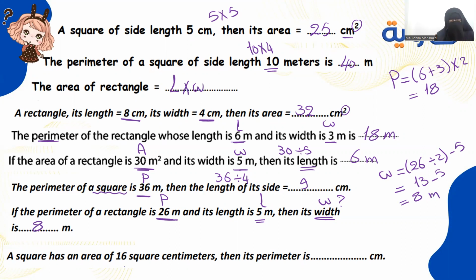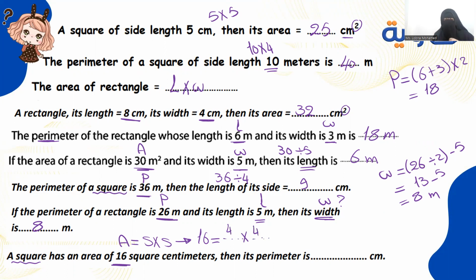A square has an area of 16 square centimeter. So this is the area of a square. Then its perimeter is what? At first, to get the perimeter, you have to get the side length. How can we get the side? You have to ask yourself, area equals what? Side times side. So 16 equals what times what? But I ask you about the same number. So it's 4 times 4.